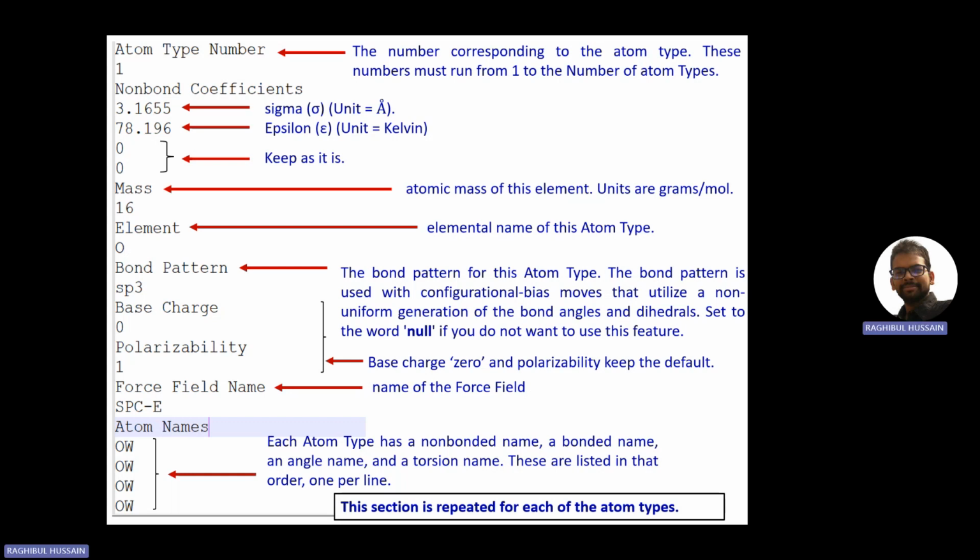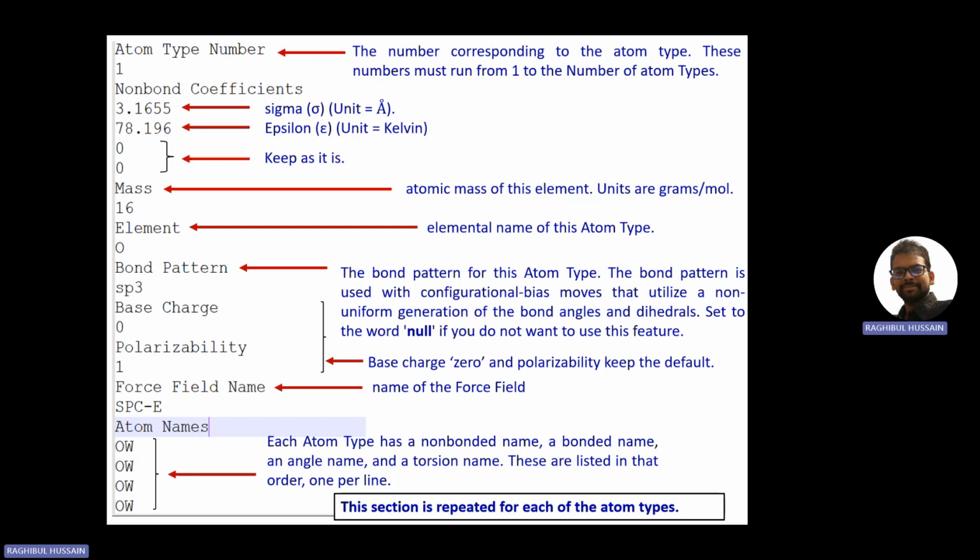So if you do the conversion, you will get a value of 78.196 Kelvin. So this is the unit of energy. Right. So for the first atom, we have a non-bonded coefficient of these two. The remaining two will be blank. And what is that atom? Oxygen. So mass is 16. What is the element? Oxygen. So you have to put all the information.